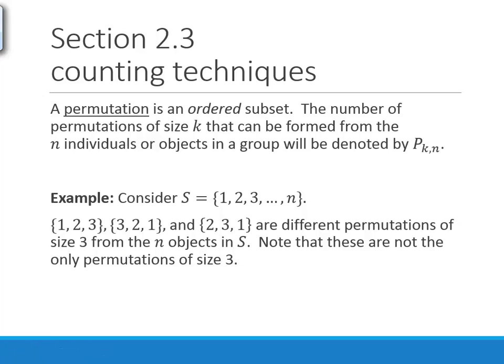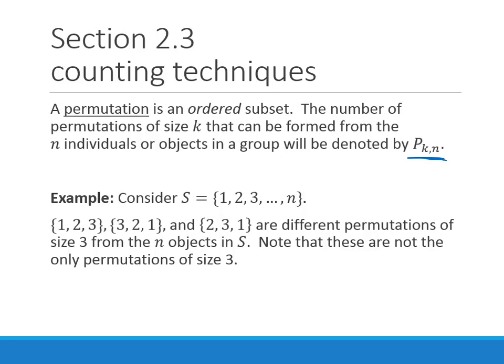Okay, so some more terminology for you here. Something called a permutation is an ordered subset. This is kind of the same idea as a k-tuple, but it can possibly be a subset of that. The number of permutations of size k that can be formed from n individuals or objects in a group will be denoted by capital P with a subscript of k and an n there. So now we're in the world where we have the same number of things for each category. If I'm choosing students in this room, and I want to choose 3 of you, how many ways can I do that?